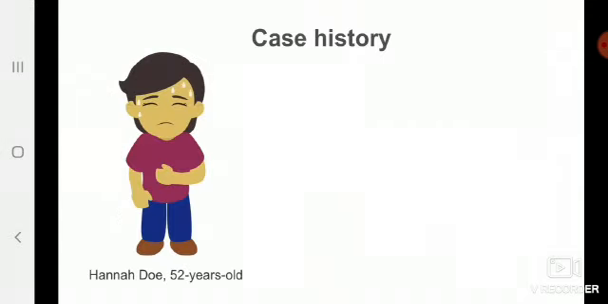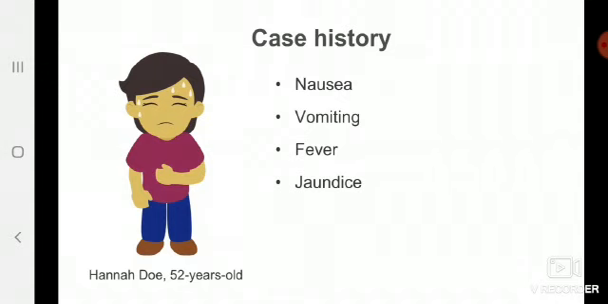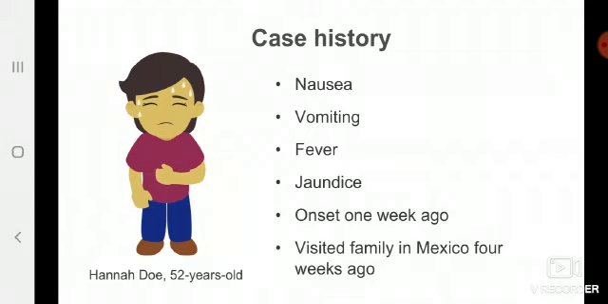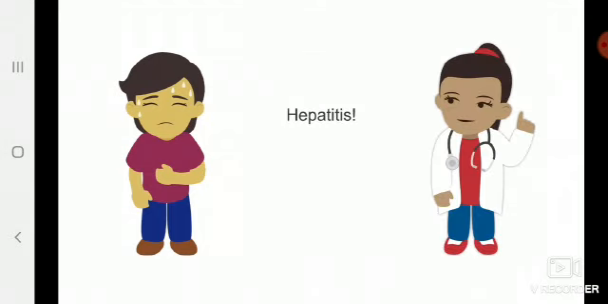So now let's meet some patients so we can put to work what we have learned about hepatitis E diagnostics. Our first patient is Hannah. She feels sick and had to vomit at home. She's feverish and her skin has a yellowish color. Her symptoms started 1 week ago. 4 weeks ago, she came back from Mexico where she visited family. Obviously, we think about hepatitis.